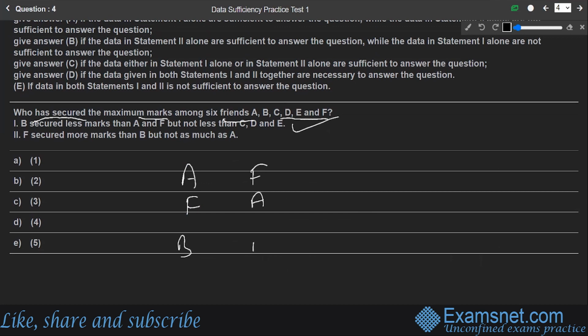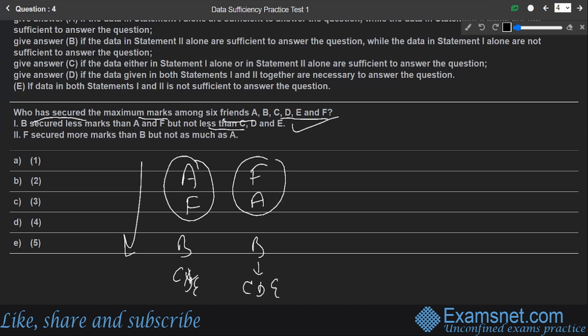So B is somewhere down. If we are ranking downward, then B is somewhere below A and F together, but not less than C, D, and E. B is not less than C, D, and E, so obviously C, D, and E all lie beneath B. So what they were asking is who has secured the maximum marks. It is not clear. It can be either A or F. So statement number 1 alone is not sufficient to answer the question.